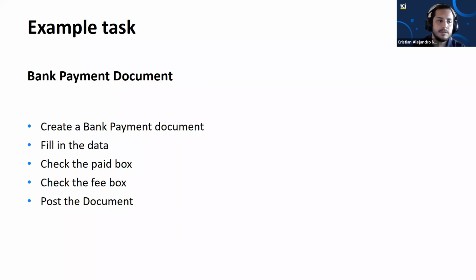So in today's webinar, we're gonna review a task that concerns a bank payment document. So the steps to reproduce this problem will be: we will create a bank payment document. We will fill all the data needed for the document. We will enable the paid box and the fee box of this document, and then we will post the document, reviewing the results of the posting procedure.